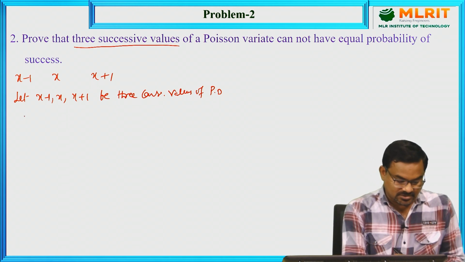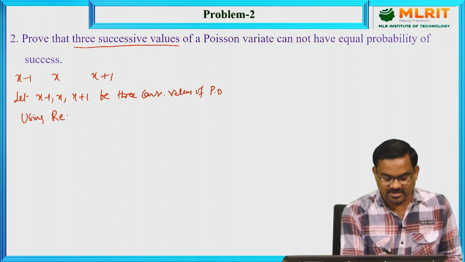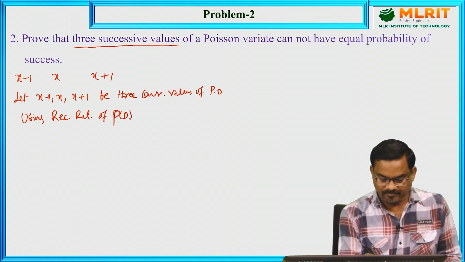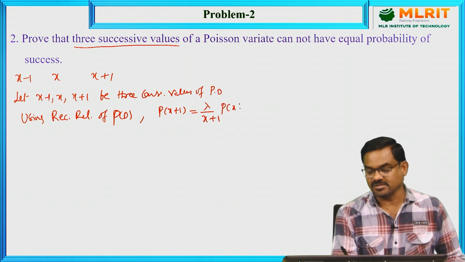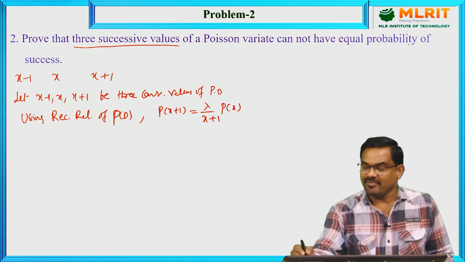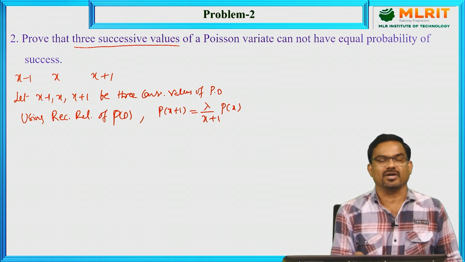Now, suppose, using the recurrence relation of Poisson distribution, the probability of x plus 1 successes is lambda by x plus 1 into the probability of x successes, and we have to prove that three consecutive values cannot have equal probability of success. So, let us prove this using the method of contradiction.